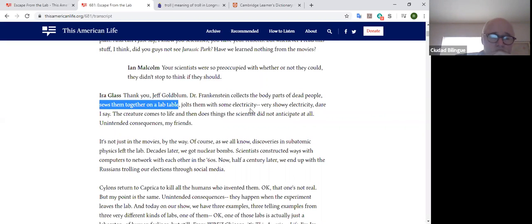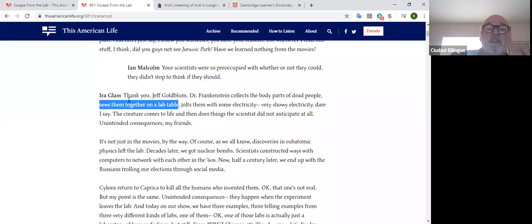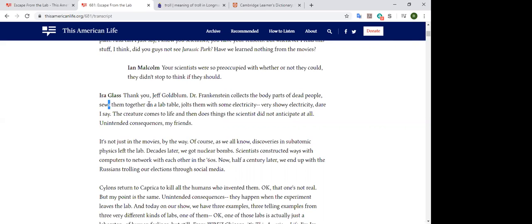Does Dr. Frankenstein sew them together on the lab table? Good, except that we don't say the S on sew because now we're using the auxiliary verb does. So we have to use the base form of the verb sew. To sew.